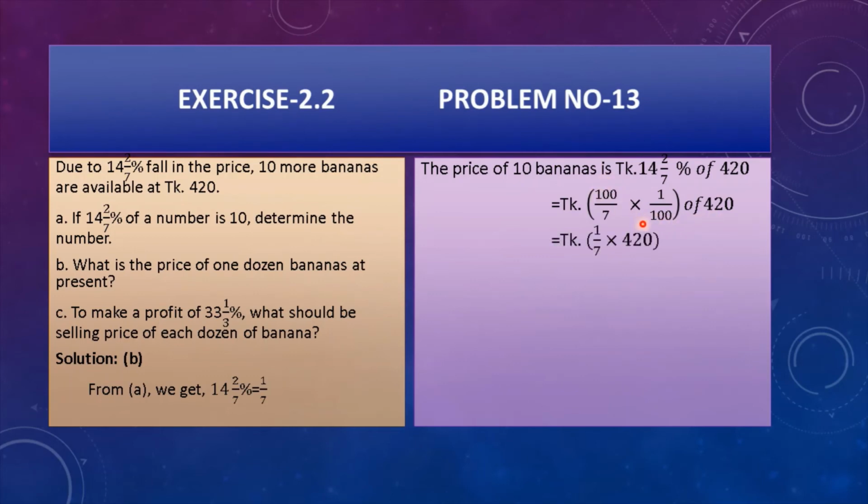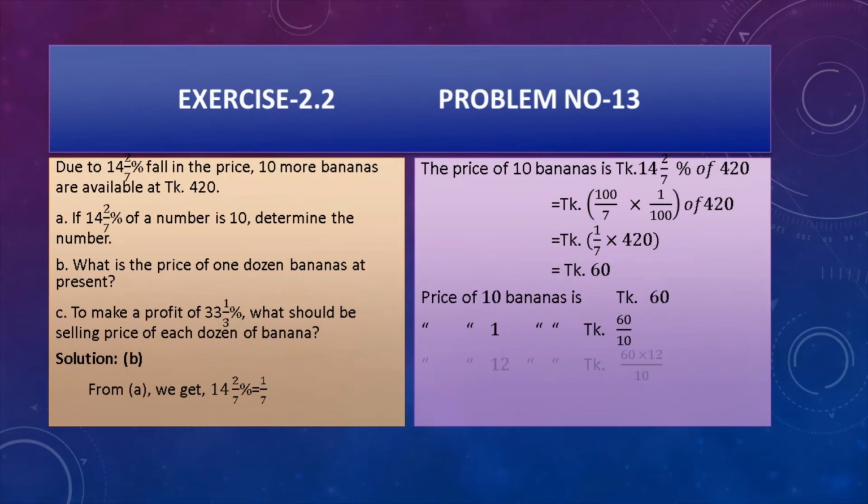If we reduce 100 and 100 we get 1 by 7, and then we can write the multiplication by 420. If we reduce 420 by 7 we get taka 60. So the price of 10 bananas is 60 taka.